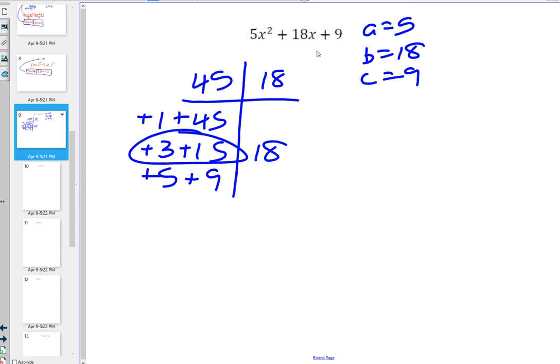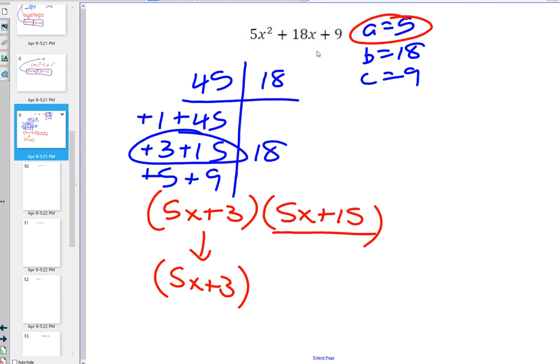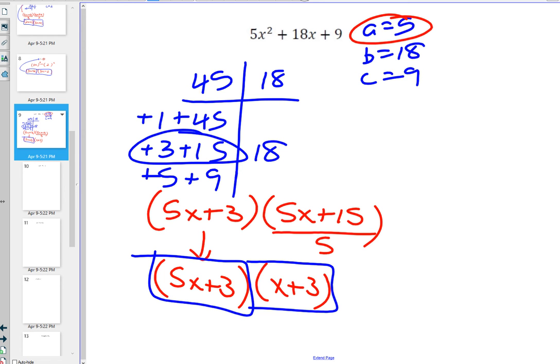But look, because A was not 1, I have to go through that little process where I write 5x plus 3 and 5x plus 15. 5 and 3 can't be divided by the same number, so that just drops. 5 and 15 can be divided by 5, so that gives me x plus 3. Those would be the two boxes you would check. You would check the box next to 5x plus 3, you would check the box next to x plus 3.